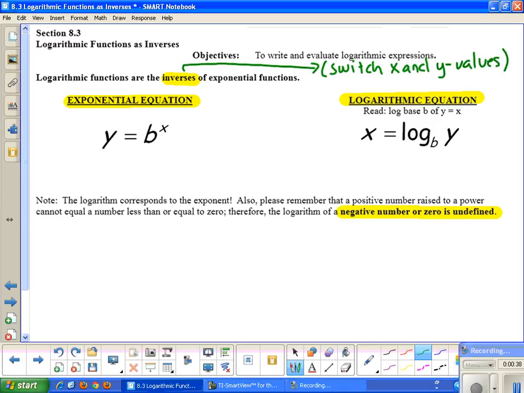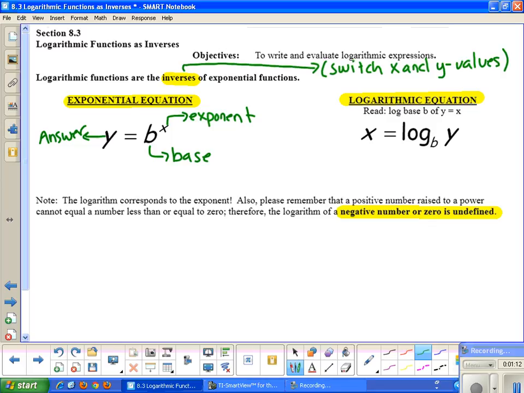So that's a reminder. Now, for an exponential equation, remember that means we have to have a variable as an exponent. So exponential equations, remember this is your exponent. This is our base. And this is the answer. So if we look at the inverse of this, well, think about switching your x and your y values for something that has an exponent.